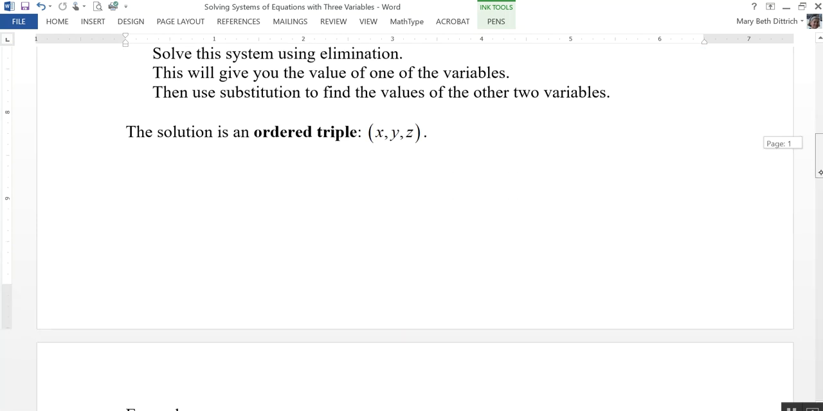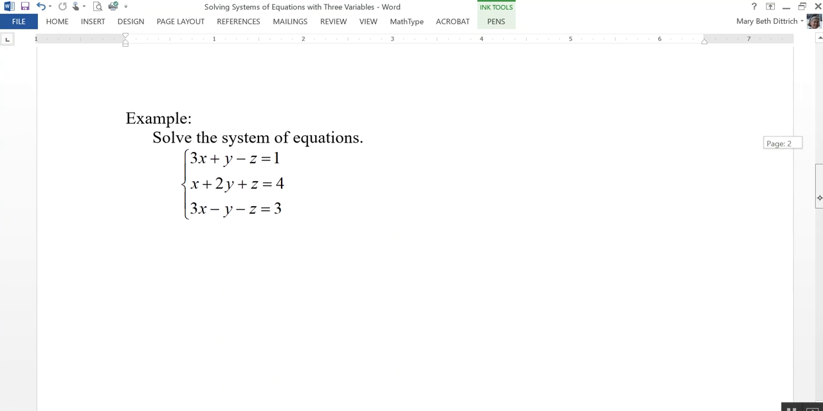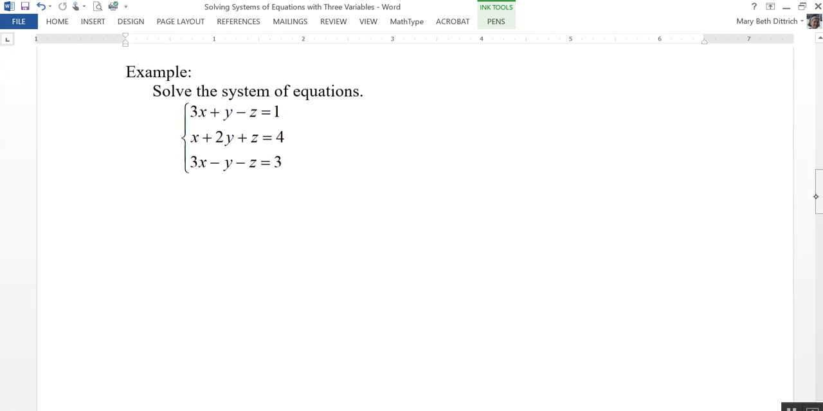So let's take a look at an example here. So here's my system of equations. I have 3x plus y minus z equals 1, x plus 2y plus z equals 4, and 3x minus y minus z equals 3. So I want to do elimination twice to eliminate the same variable in the equations. So I'm really liking the looks of the z's here. I notice that I have a negative 1z, a 1z, and a negative 1z here.